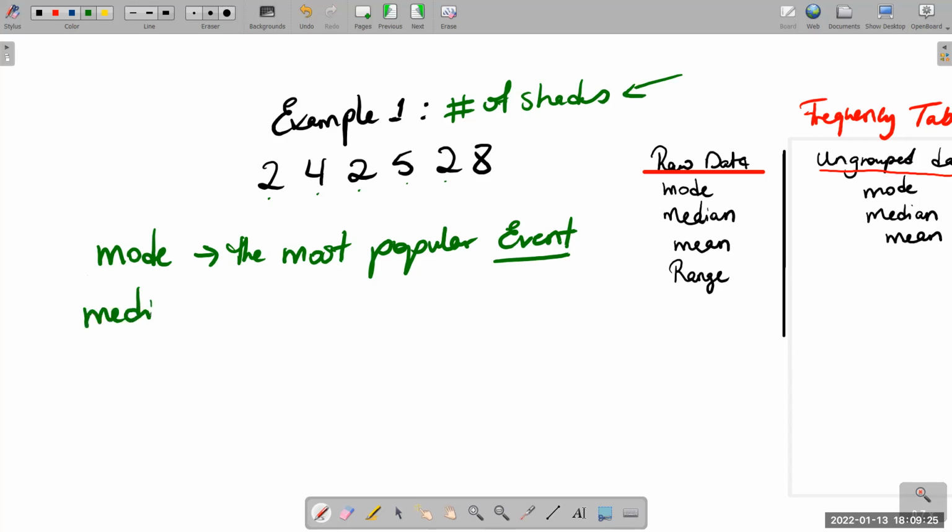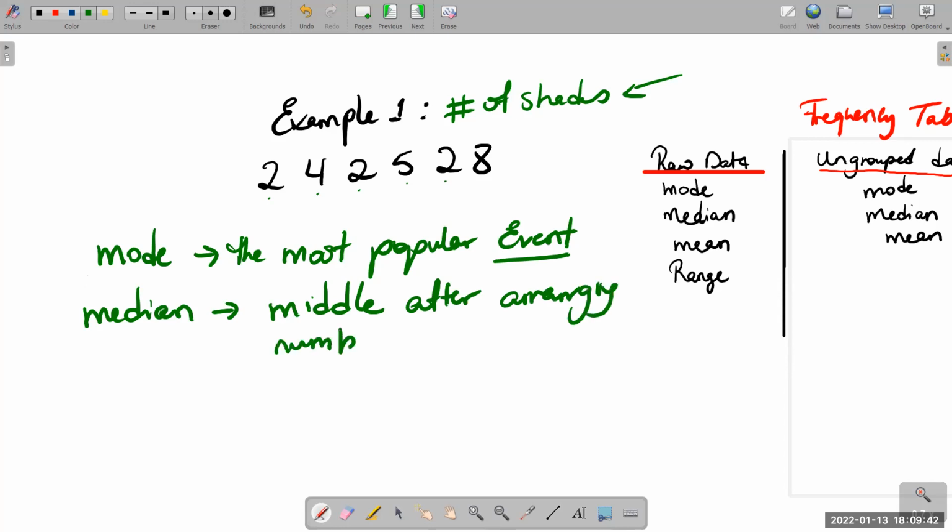Median is the middle number. The middle number after you arrange the numbers from smallest to biggest. Because how are you going to find the middle number if it's not in a specific order or increasing order? Okay, from smallest to biggest.